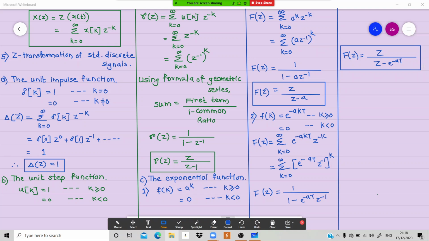So we have seen 3 signals for which you can have the z transform. These are the standard signals. Now one more, the last one, that is the cosine function. I'll write it over here, d.